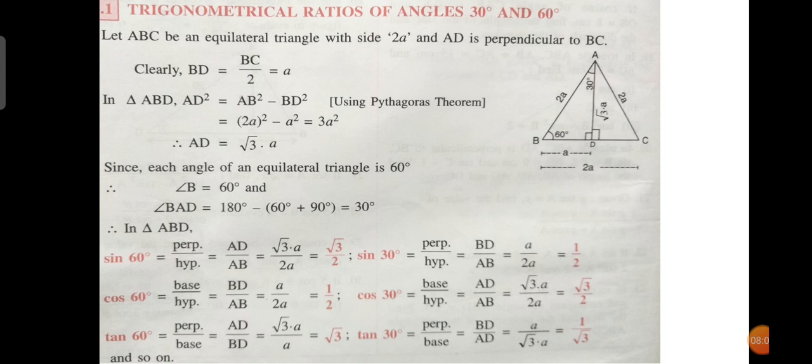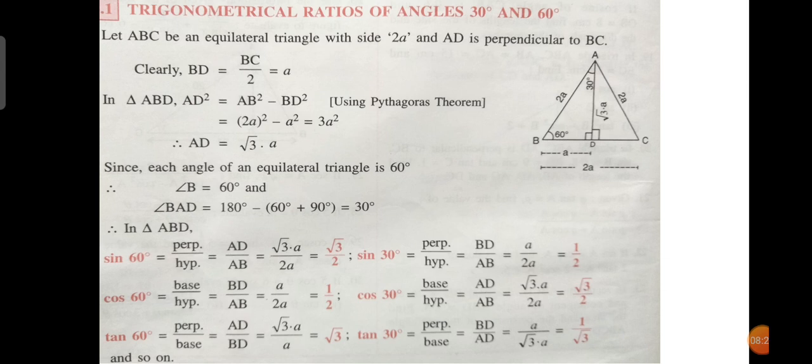Okay, next is cos 60 degree. Cos 60 is base by hypotenuse. It is 1 by 2. Tan 60 is perpendicular by base. It is root 3. So sine, cos, tan of 60 degree angle is given clearly.